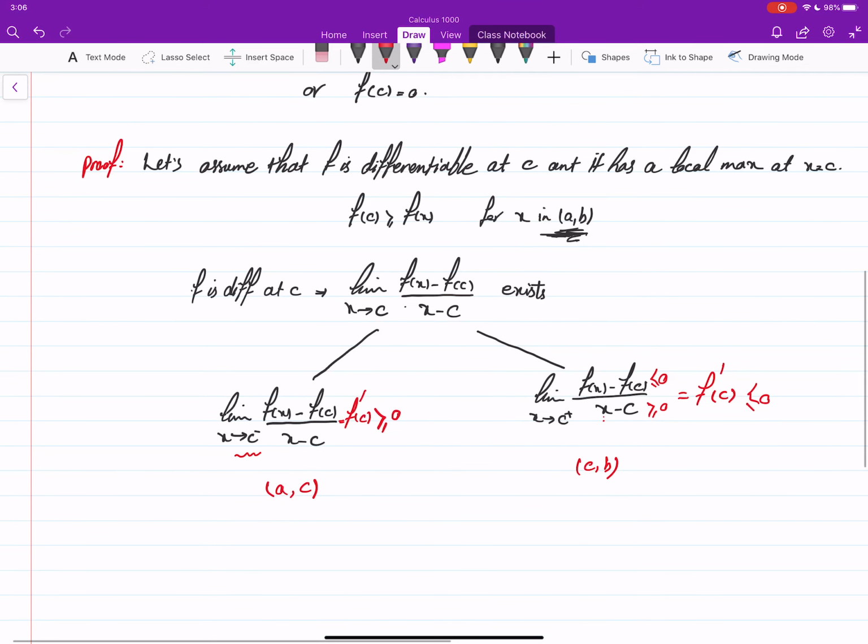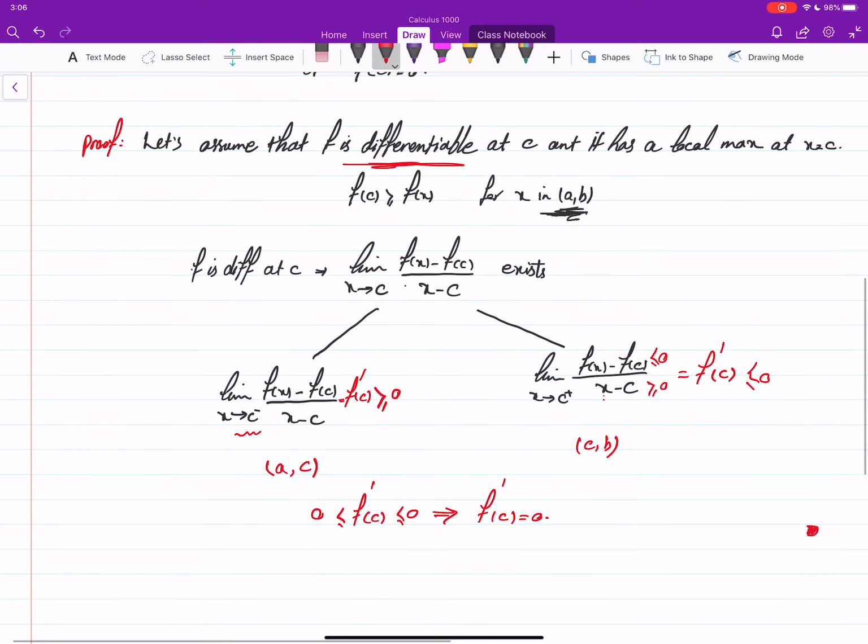Now, f prime of c, the right limit and left limit need to be equal to each other. So at some point it needs to be negative, at some point it needs to be positive. So this means that f prime at c is going to be equal to 0. And this is actually the complete proof for local max value. So the derivative either does not exist, but once it exists, it's a differentiable function at that point, then the derivative is going to be 0.